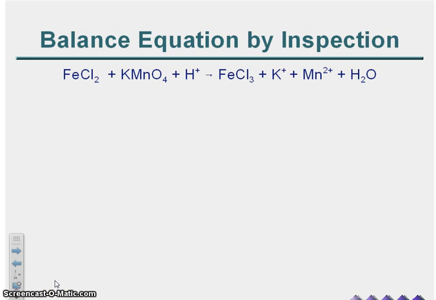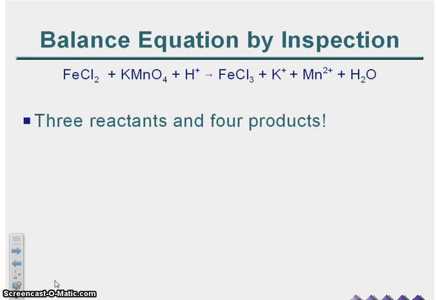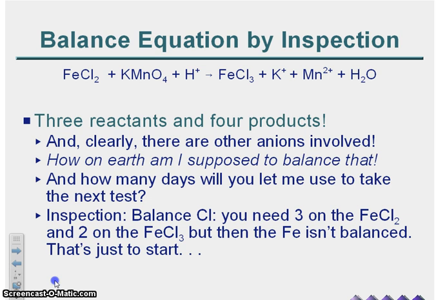This is not an easy equation to balance. There's 3 reactants and 4 products. And clearly there are other anions that are going to be involved with the hydrogen ion, the potassium, and the manganese ion. So how on earth are you supposed to balance that? And how many days will you allow for the next test?